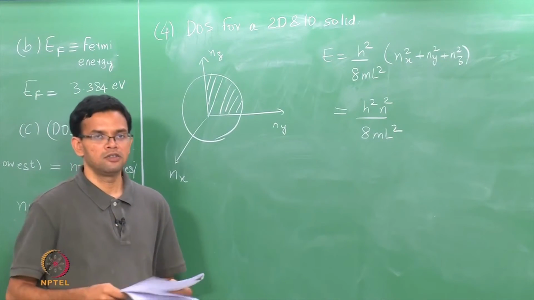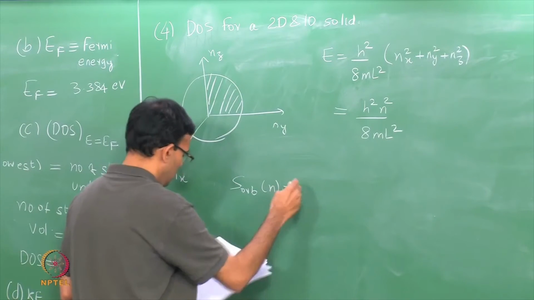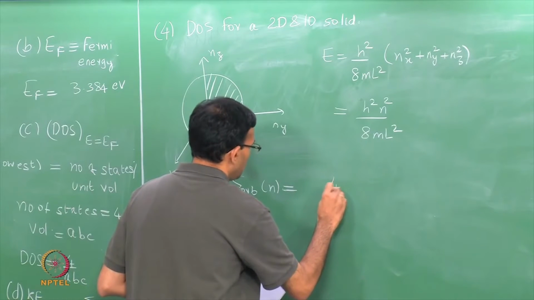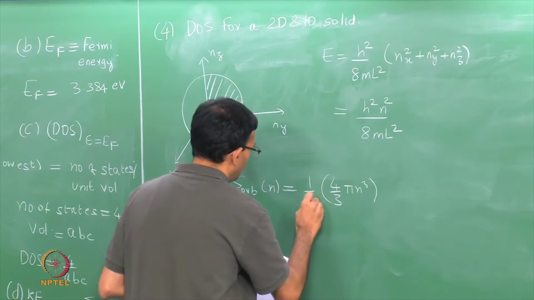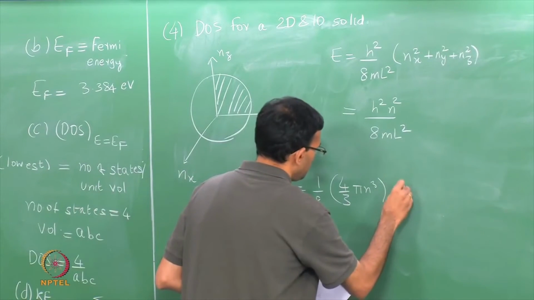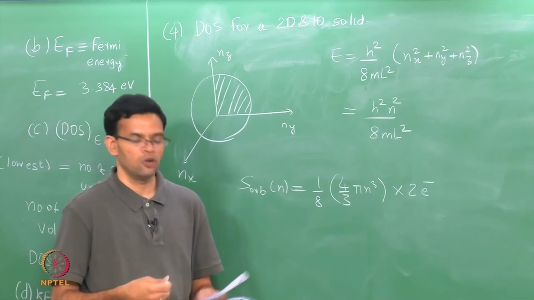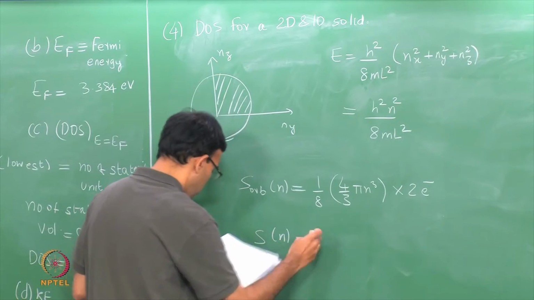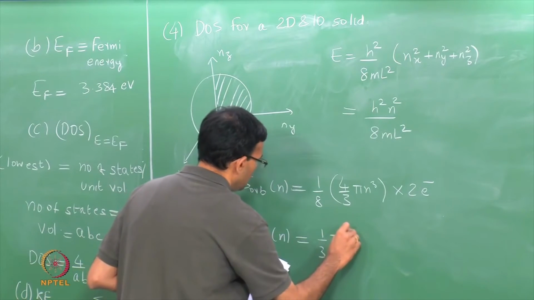So, if you want to write the total number of states, S of n, the total number of states with energy less than n is nothing but the volume of the sphere, and only considering the first quadrant, so 1 over 8. If we also include spin, each state can essentially take 2 electrons of opposite spin. So, S of n including spin is nothing but 1 over 3 pi n cube.